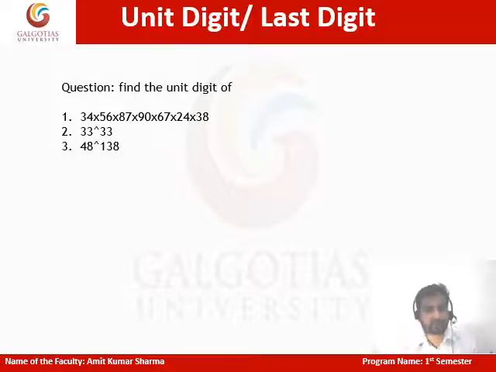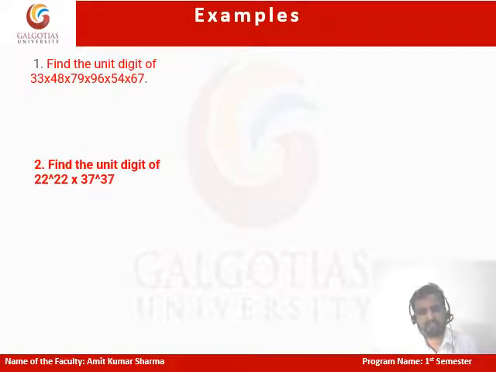So in this session, first of all, we'll try to find out that if this kind of expression comes to us, if this kind of question comes to us, then how can we solve, right? This is the first thing which we are going to discuss. Now we'll try to find out how to find the unit digit in this kind of expression. If there is a large expression, then how can we find out the unit digit or last digit?